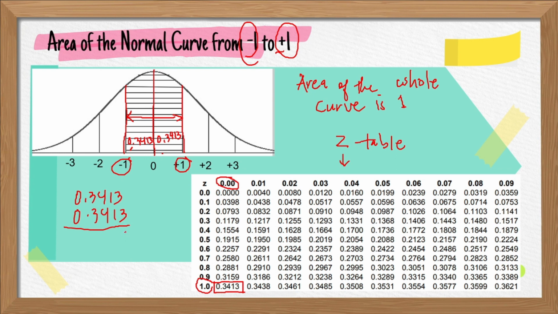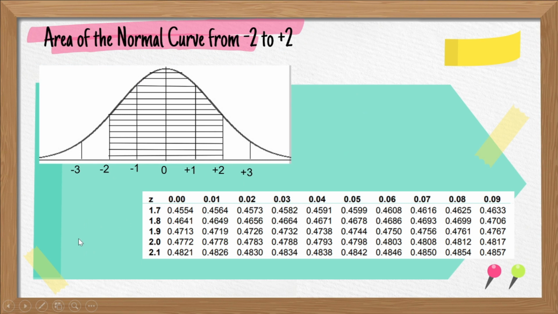So, 3 plus 3, we have 6, 2, 8, 6. So, ang total area niya is 0.6826. So, that is the total area of this curve. Yan. Okay, so let's proceed to another example.